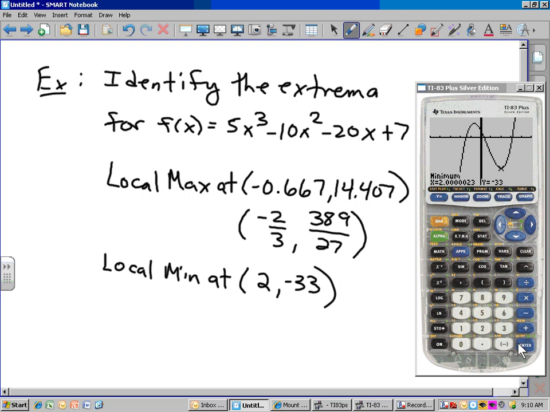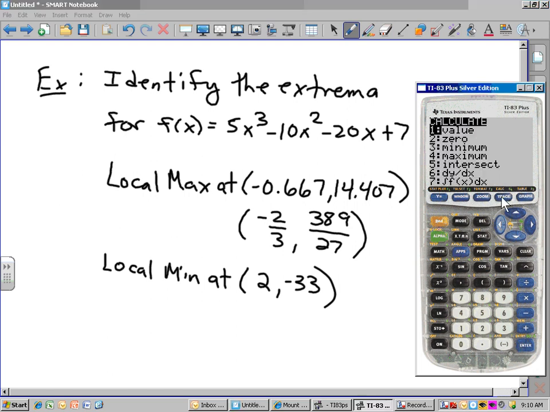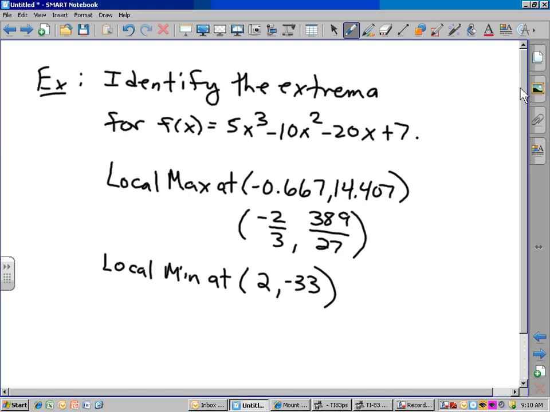So we have a local min, local max. Again, there's no calculation for an inflection point. So at this point in time, we're just going to look at the extrema. So we found them. There's a local max and a local min. Let's look at the next example.